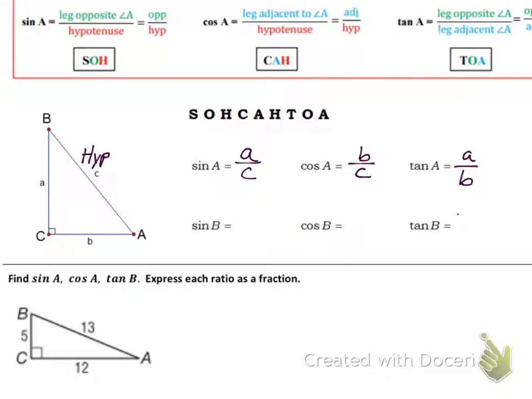C over C. Okay, but that's not correct. Let's look at B. Point to angle B. Oh, and I did side B. Okay, it's always angle. All right, so that would be opposite over hypotenuse. There you go.